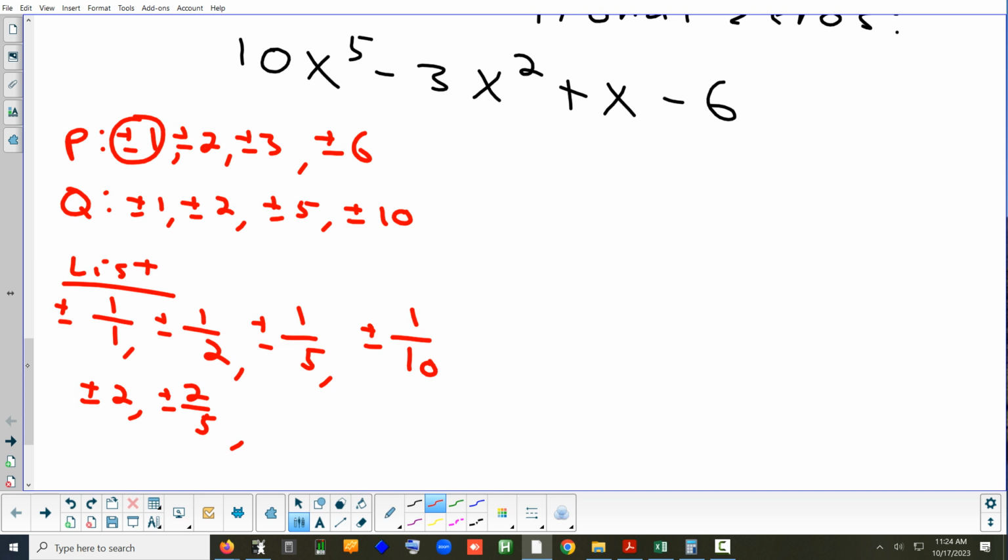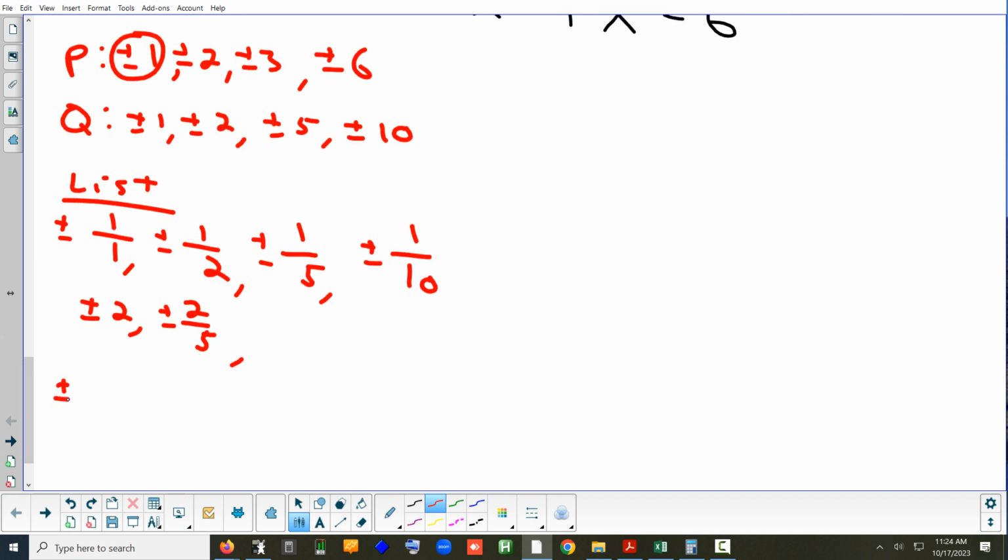Right, now let's do 3. First one would be 3 over 1, then 3 over 2, and then 3 over 5. And the last one, 3 over 10. We didn't have any of those. This one has more possibilities than a typical problem, but I'm just trying to get you to understand how to list them all out. In general, we won't have this many to list.